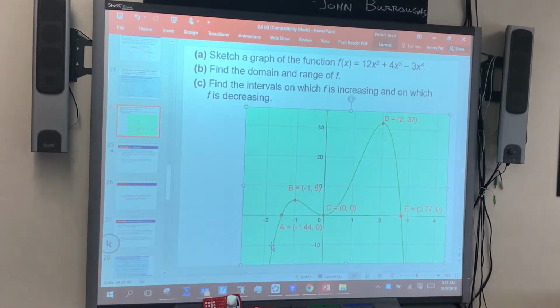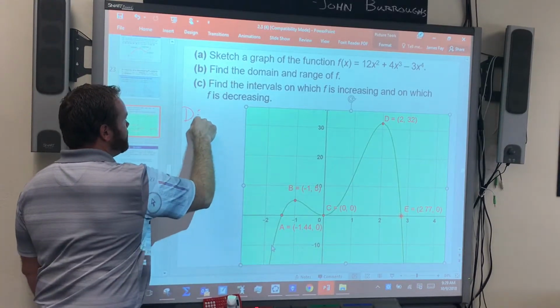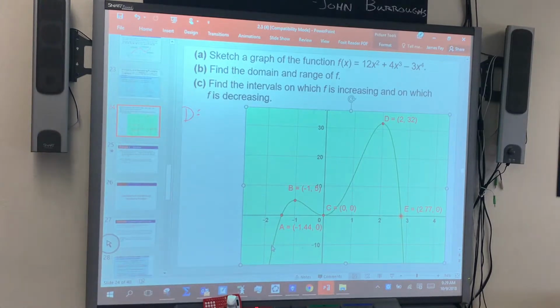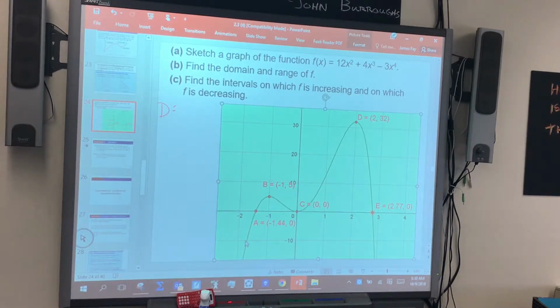Then it wants us to find the intervals on which f is increasing and on which f is decreasing. So domain and range, finding the domain, okay? If we look at the function, look at the rule up there, 12x squared plus 4x cubed minus 3x to the fourth. What kind of function is that? Okay, so f of x equals 12x squared plus 4x cubed minus 3x to the fourth.